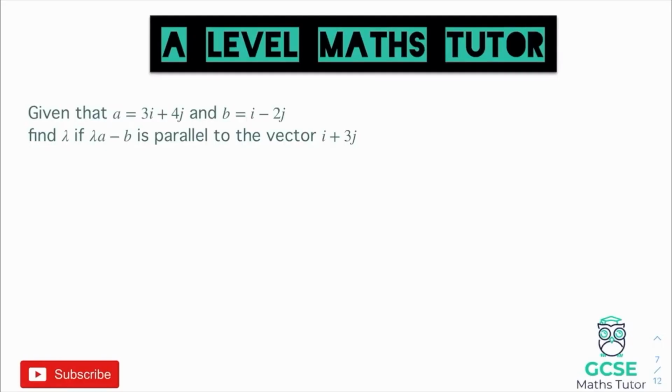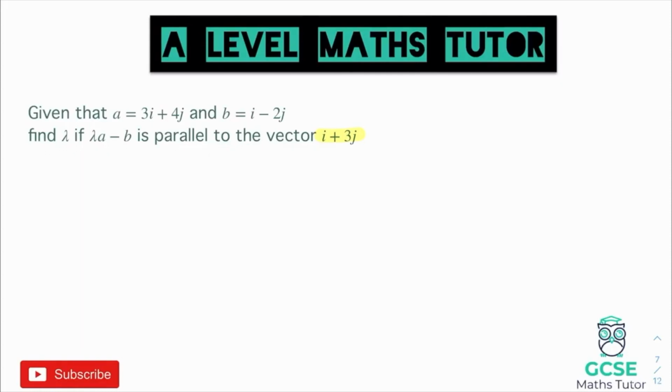Given that a equals 3i plus 4j and b equals i minus 2j, find lambda if lambda a minus b is parallel to the vector i plus 3j. Straight away, before we get started, you can see this time the coefficients of i and j are not equal. The coefficients of j in this instance are 3 times bigger than the coefficients of i. We're going to bring that concept in at the last step. Back when we were making them equal to each other, we're just going to think about how we're going to approach that, so we'll come back to that right at the end.